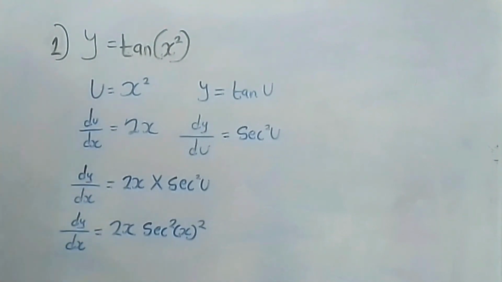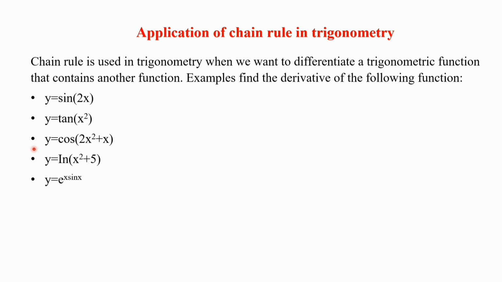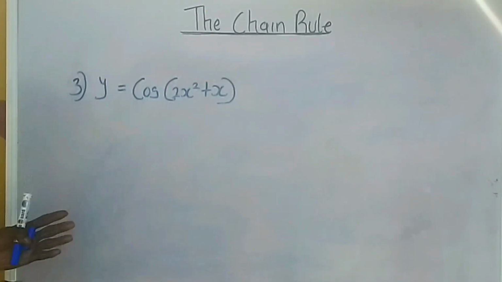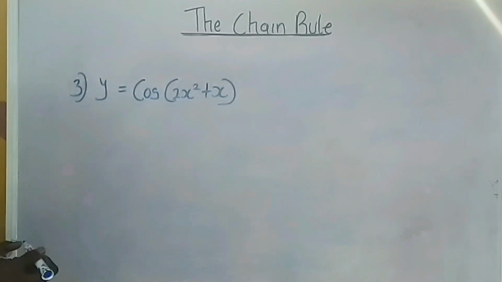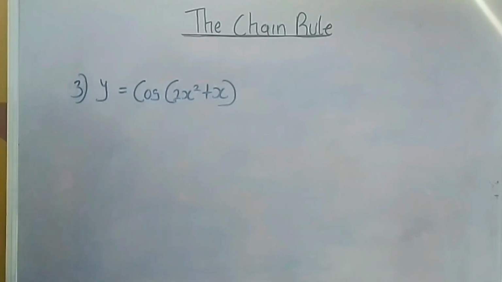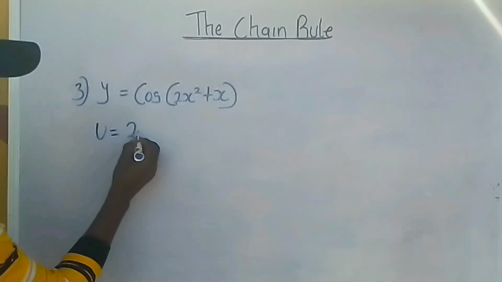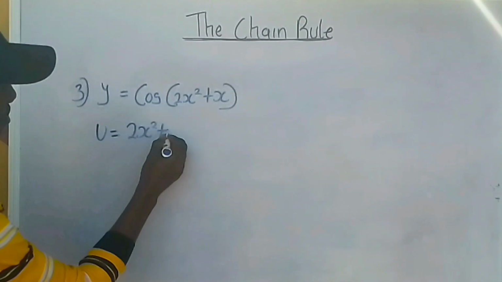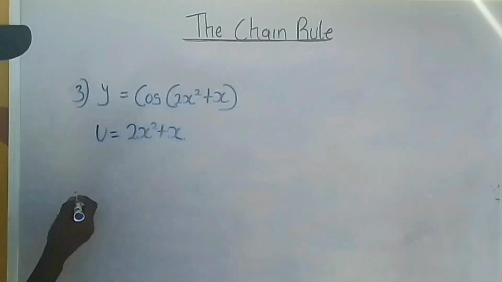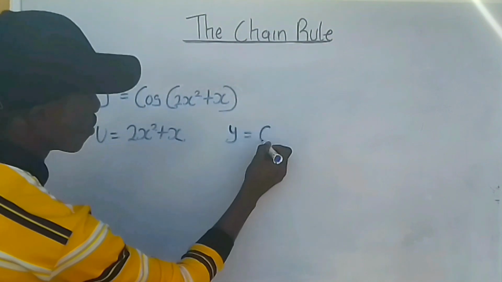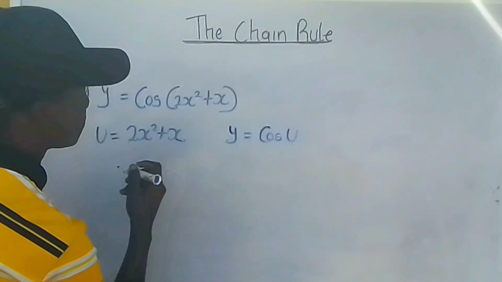Now let's proceed to the third question. Find the derivative of y is equals to cos of 2x squared plus x. Don't forget, the first step is to identify the inner function and the outer function. So in that case, I'm going to have u is equals to 2x squared plus x, which is the inner function. So in that case, y is equals to cos u.